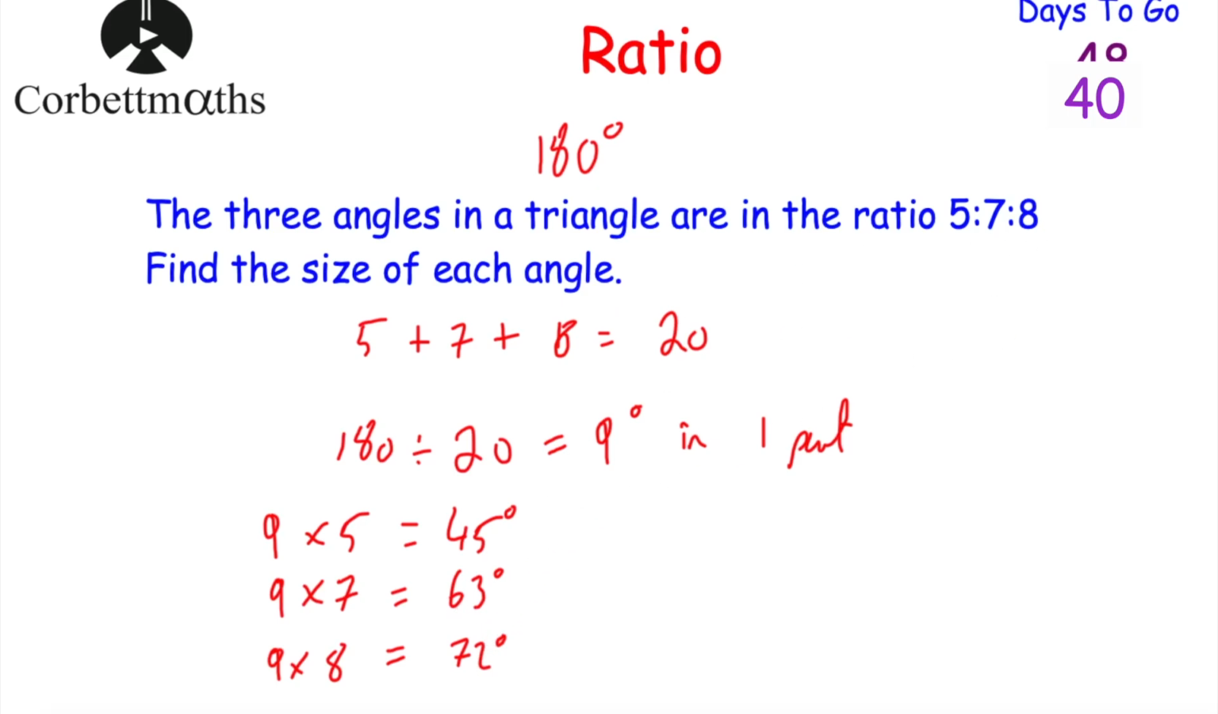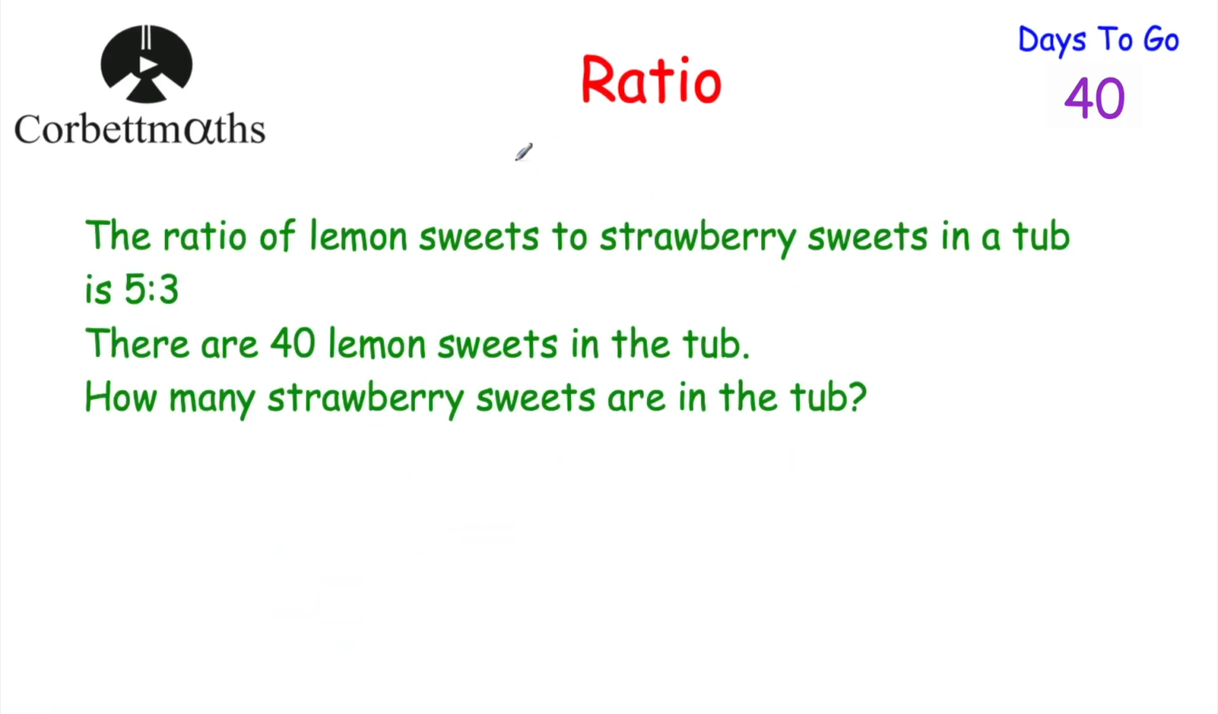Okay, let's have a look at our next type of ratio question. So sometimes rather than be given the total, you're told just one of the quantities. So here we've got the ratio of lemon sweets to strawberry sweets in a tub is 5 to 3. So in other words, for every 5 lemon sweets, there's 3 strawberry sweets. And we're told there's 40 lemon sweets in the tub.